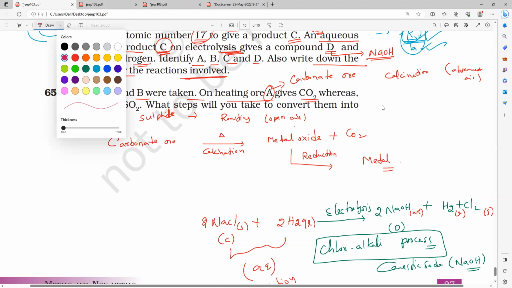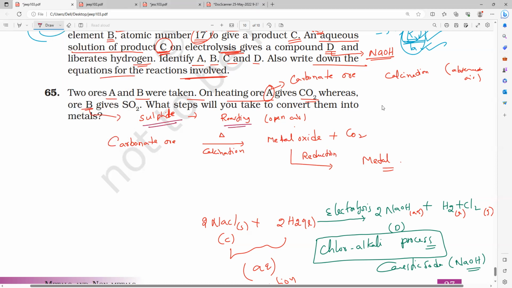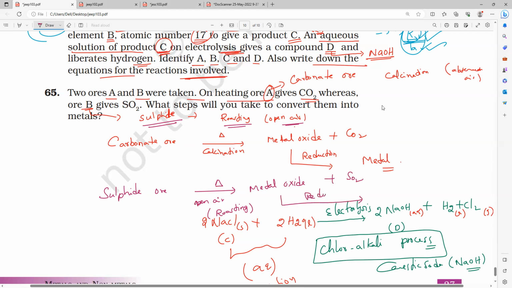Next, sulfide ore B is 100% sulfide ore. So we'll go under open air roasting. So we'll write sulfide ore. If I start heating, it is open air. Open air means you have to write roasting. If I say roasting, then what will happen? It will give you metal oxide plus, instead of carbon dioxide, sulfur dioxide will come. So again, if you want to get the pure metal from the metal oxide, we have to go with the reduction process. We'll get the metal.